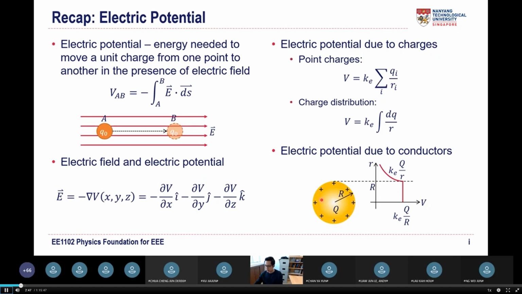And in a conductor, electric potential is always constant inside the conductor. At the edge, just outside the conductor, it's going to be the same electric potential as having a point charge in the center of the conductor. Inside the conductor, it's going to be exactly the same across the entire inside and on the surface of the conductor. So we can make use of this to calculate a few things.